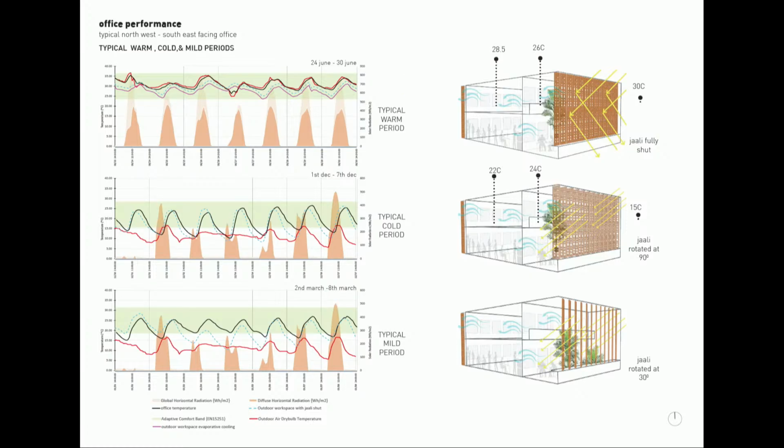In the cold periods, as you can see, the Jali rotated at 90 degrees allows good solar radiation to enter the space, and the outdoor space is typically warmer than the indoor space, but both the spaces are within comfort band. In the mild period, the Jali rotated at 30 degrees gives similar conditions.